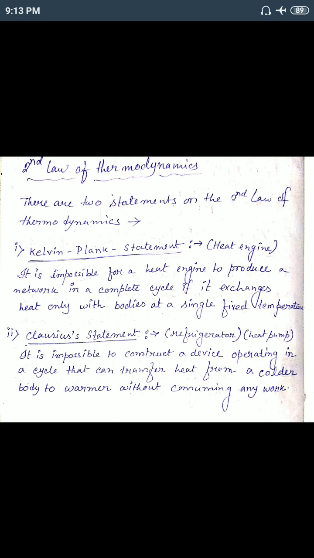Some amount of heat is used for output, the work done. Suppose Q1 amount of heat is absorbed from the source, a few amount is converted to work done W, and the rest, Q2, goes to the sink. So we can say that W plus Q2 equals Q1. So W equals Q1 minus Q2.